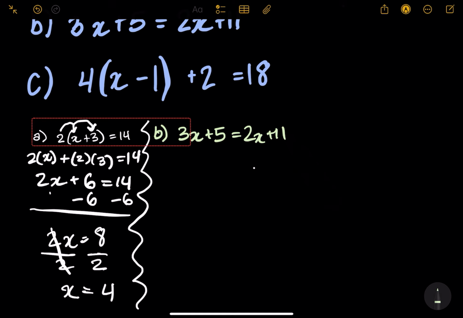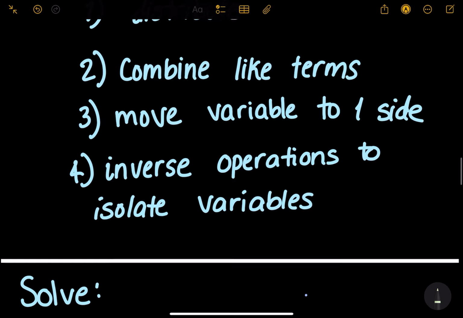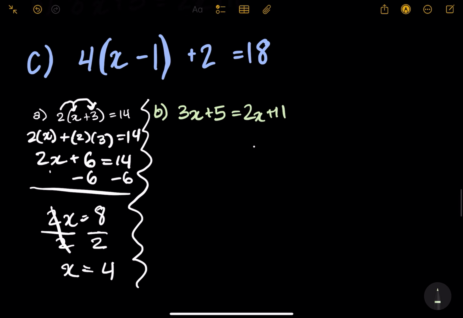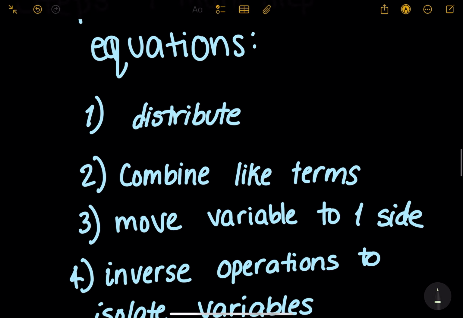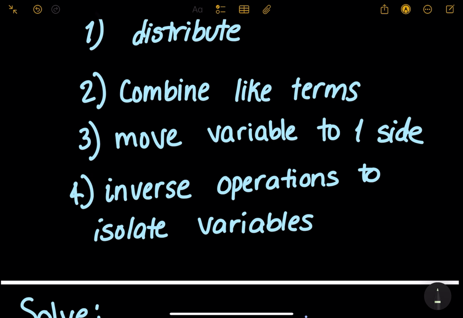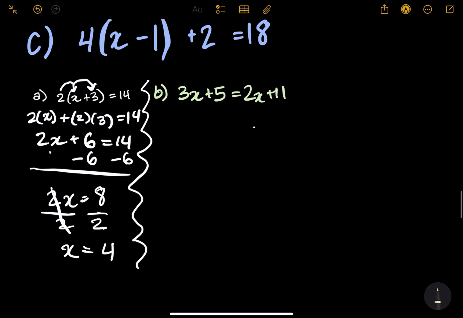For this one, you have to distribute first, but we don't have anything to distribute. Okay, next we're gonna combine like terms. We don't have anything to combine. Then you're gonna move the variables to one side. So to do that, you can subtract.